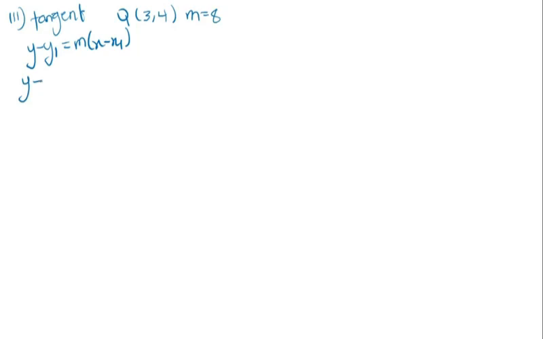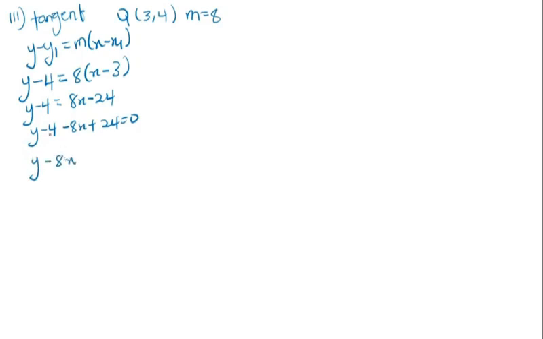So we have y minus, our y1 is 4, equals 8 into bracket x minus x1, which is 3. So we simplify this. We have y minus 4 is equal to 8x minus 24. So it means we have y minus 4 minus 8x plus 24 is equal to 0. So we have y minus 8x, negative 4 plus 24 gives us 20, is equal to 0. So this is our equation of the tangent to the curve.